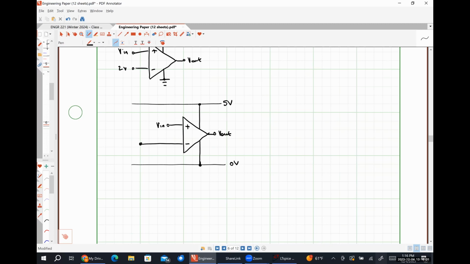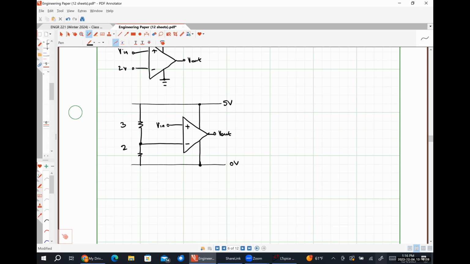Just 3 and 2. So if I put three here and 2 here, that's all I need to do.